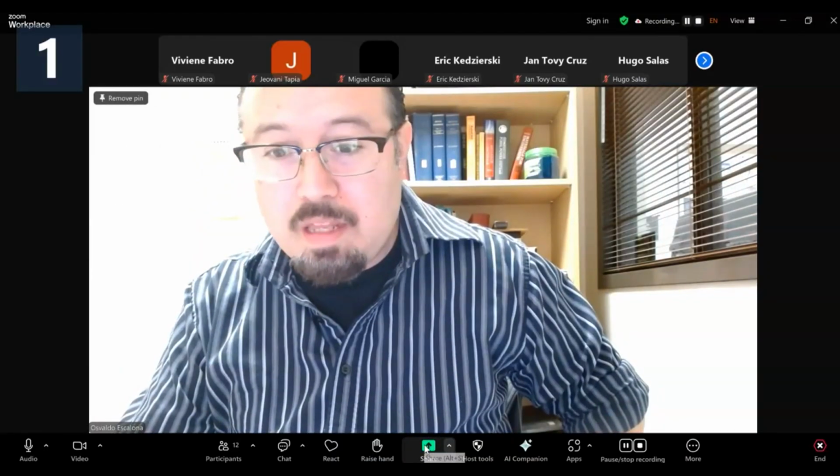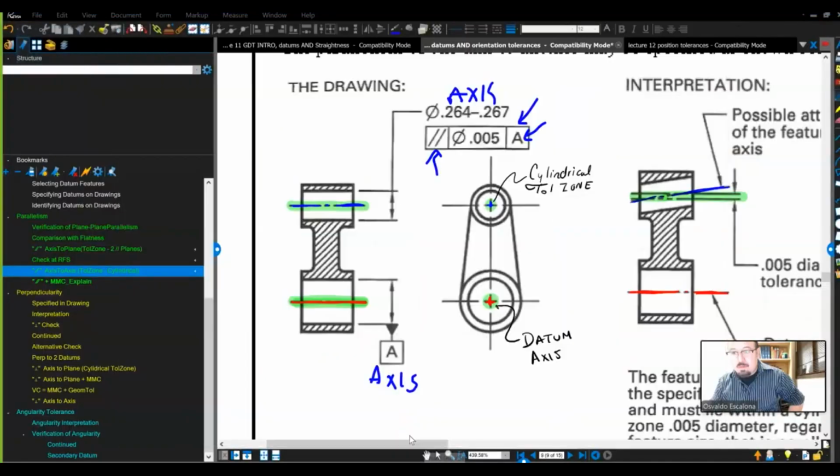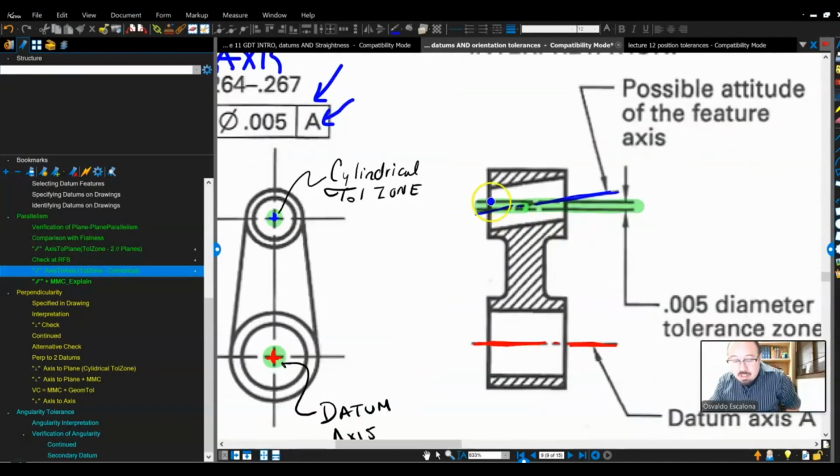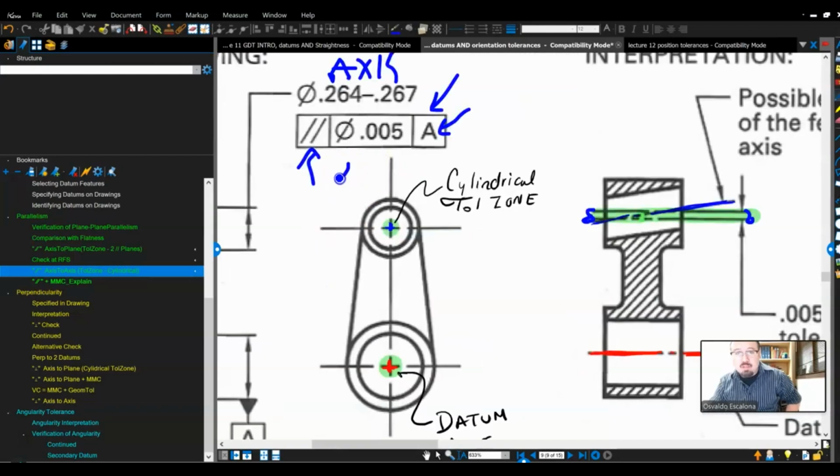So they say, make a parallel. So the way they made a parallel, they say, okay, I'm going to allow to make a parallel within a cylinder. And they allow the axis to move around, but they constrained it by a cylinder. So if you want to look at it from the side, the little cylinder where my axis needs to live has a diameter. Little cylinder right there. And that's why you will see it on the feature control frame like an axis.